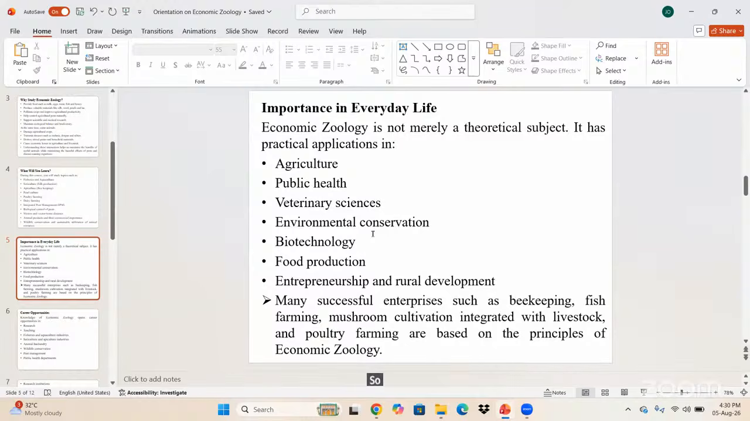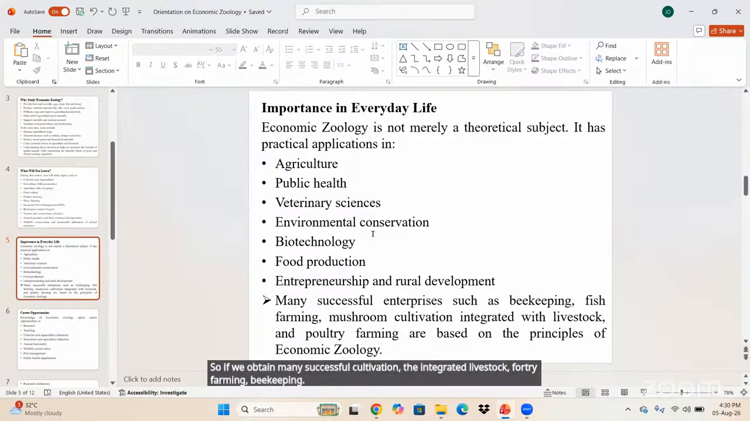If you observe many successful enterprises such as fish farming, mushroom cultivation, integrated livestock, poultry farming, and beekeeping, all of these are based on the principles of economic zoology.